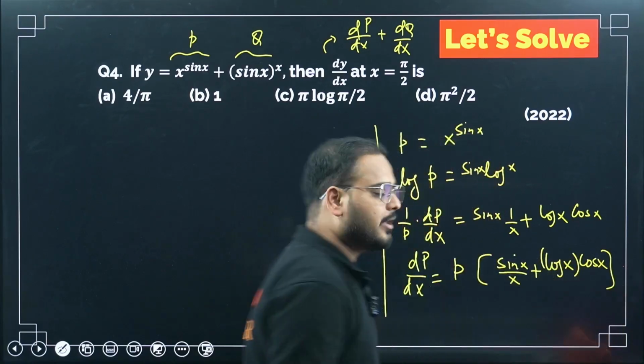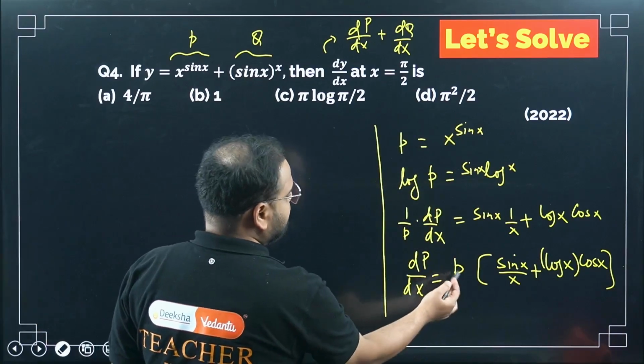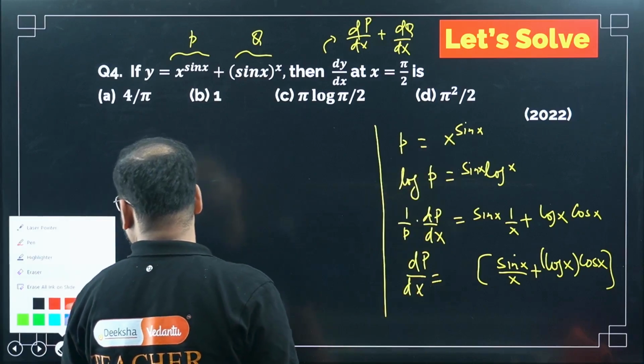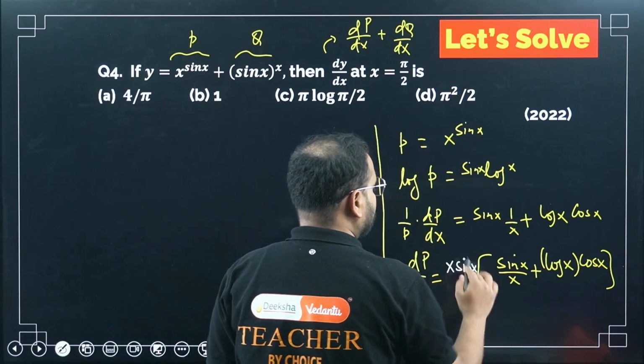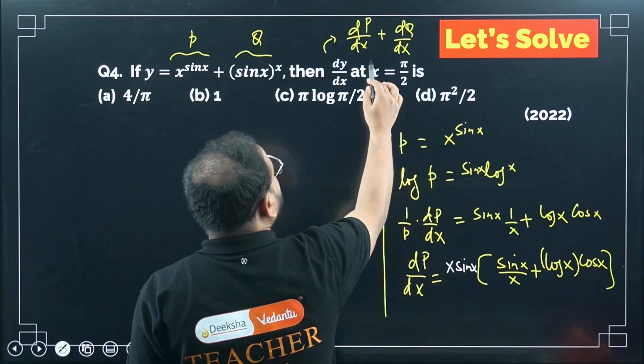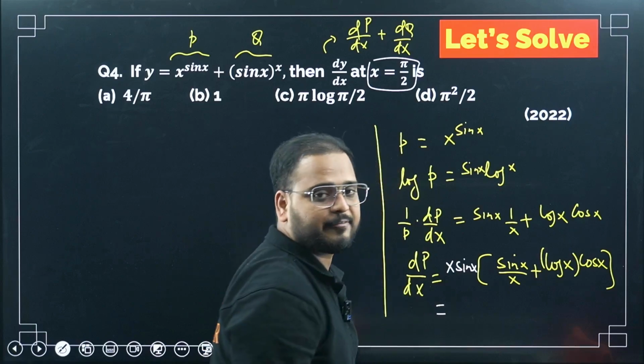No confusion. Okay. I can write p as what? x power sin x again. Please have a look. I can write this p as x power sin x. That's what I've assumed, right? They are saying find this when x is pi by 2. Please put pi by 2 everywhere. What am I going to get for x as pi by 2?